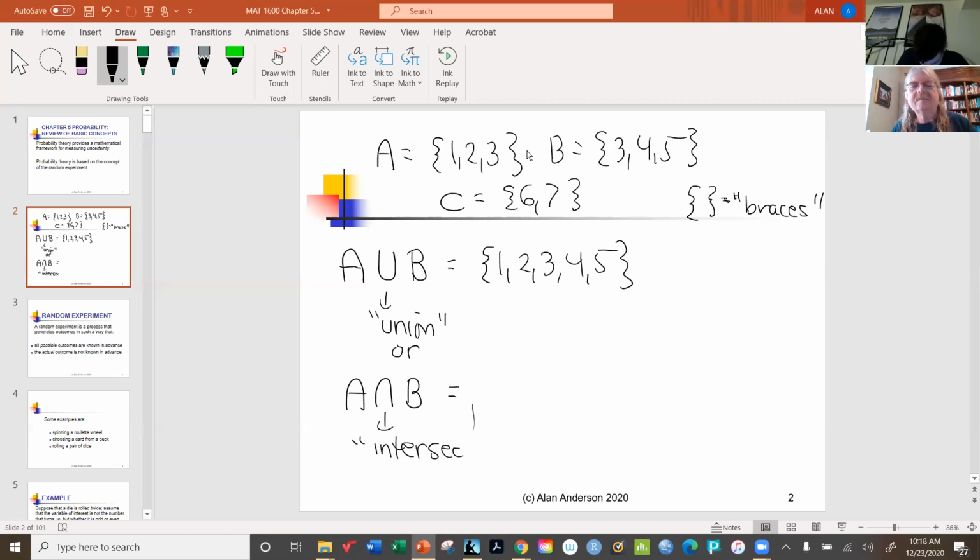Okay. So what that is, the equivalent is the English and. In fact, in some textbooks, they actually use the word and instead of these symbols. It means I only want to include all the elements that are common to both sets. Okay, which in this case is 3.